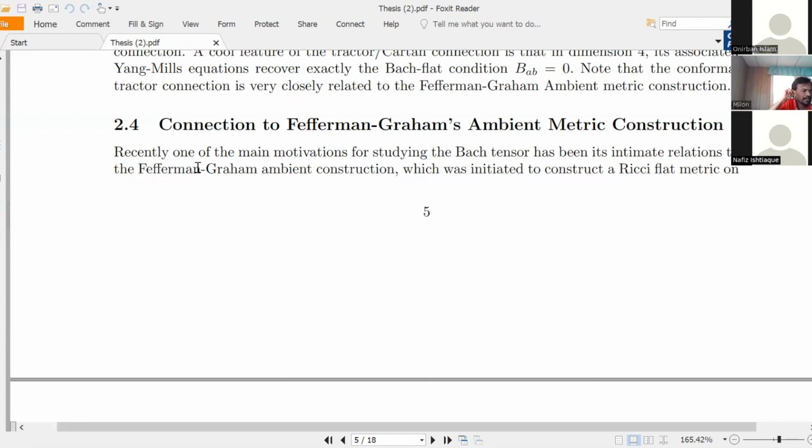People try to resolve this problem in many ways. These days there are two different approaches, which are basically the same. One is to resolve this problem using tractor calculus. Also, you can resolve this problem a little bit more formally using the ambient metric construction. So what is the ambient metric construction? You have a base manifold of dimension n, then at every point of the manifold you assign a one-dimensional ray.